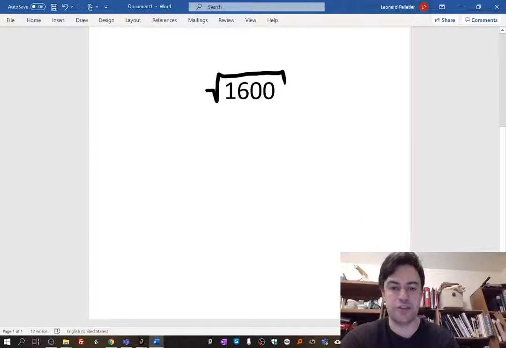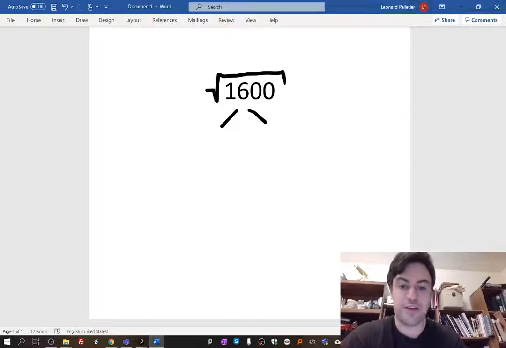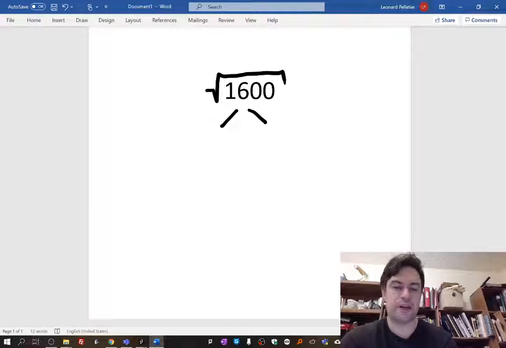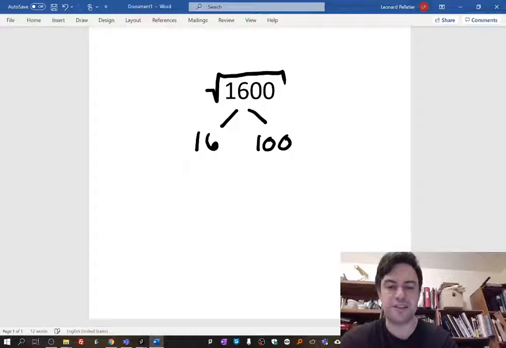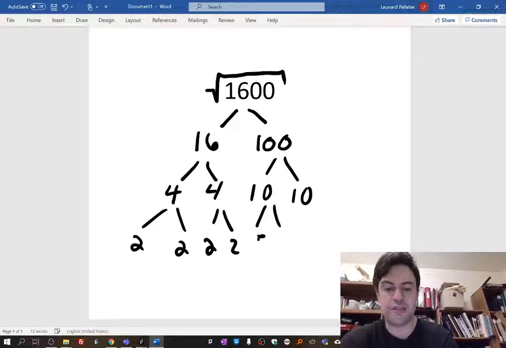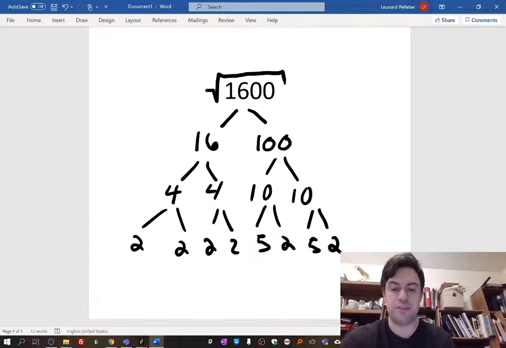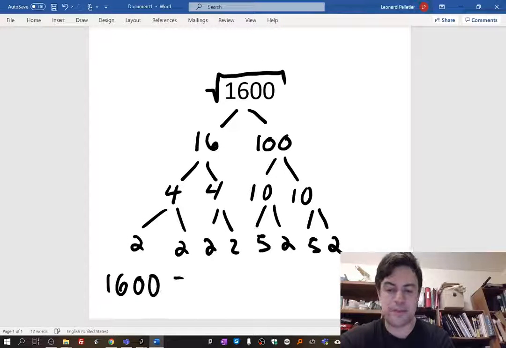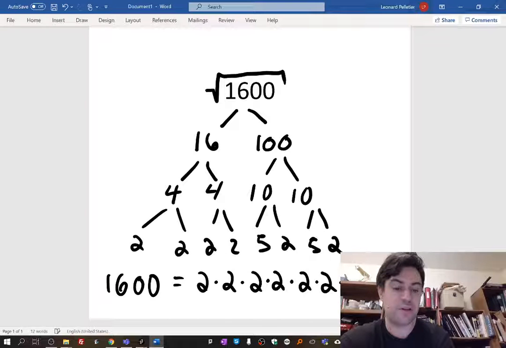So what we'll do is take 1600, and we're trying to figure out if there's a perfect square root, right? So we can just break it into various factors and see what we get. We'll go all the way down to the prime numbers. So we've got 1600, I can see it breaks into 16 and 100. And then 16 can break into 4 and 4. 100 breaks into 10 and 10. And 4 breaks into 2 and 2, and so does this 4. And 10 breaks into 5 and 2, and this 10 also breaks into 5 and 2. So our prime factorization basically tells us that 1600 is the same as 2 times 2 times 2 times 2 times 2 times 2 times 5 times 5.